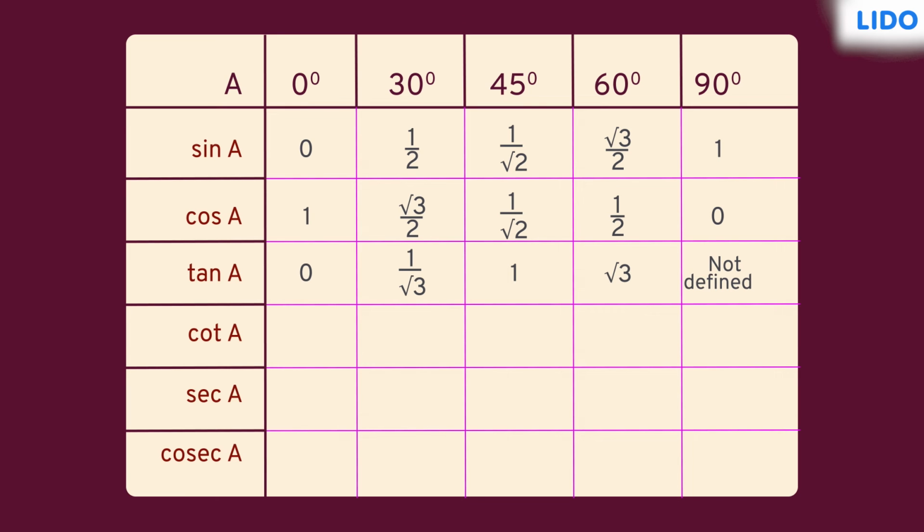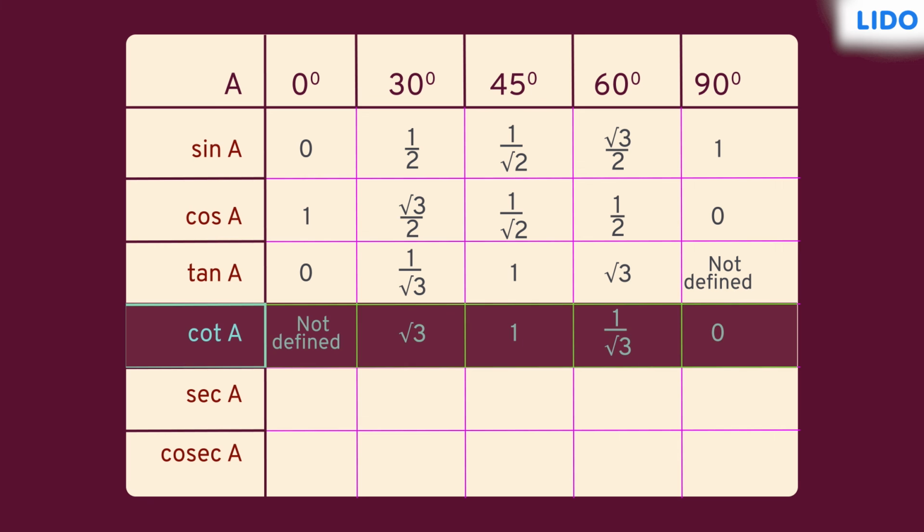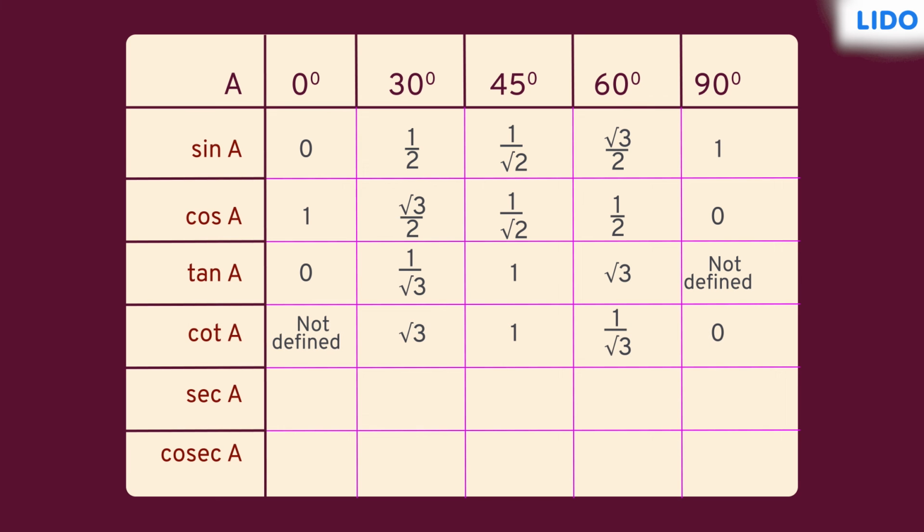Now let's find the other 3 ratios quickly. The next step is to reverse the values. In other words, to pick the values from the extreme right column and substitute it in the cotangent row starting from 0 degrees. As each value is picked up and substituted in each column, we get all the 5 values of the cotangent ratio. Now the last 2 rows remaining are the secant and the cosecant ratios.